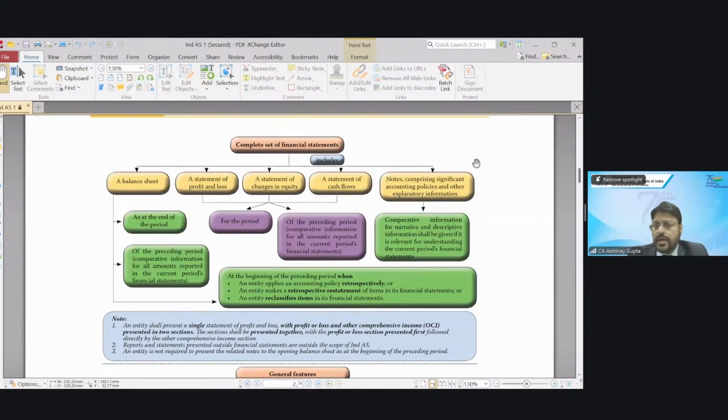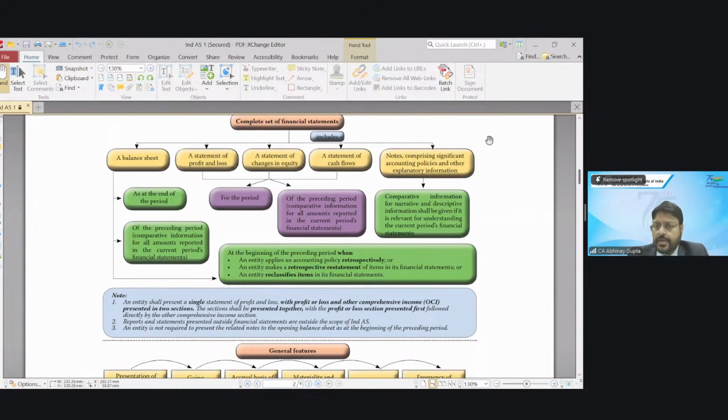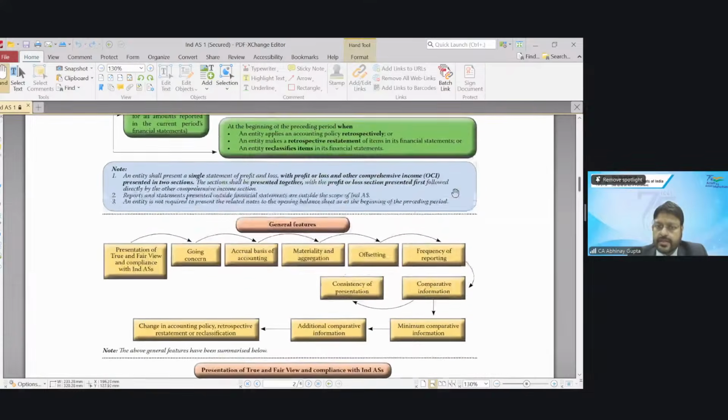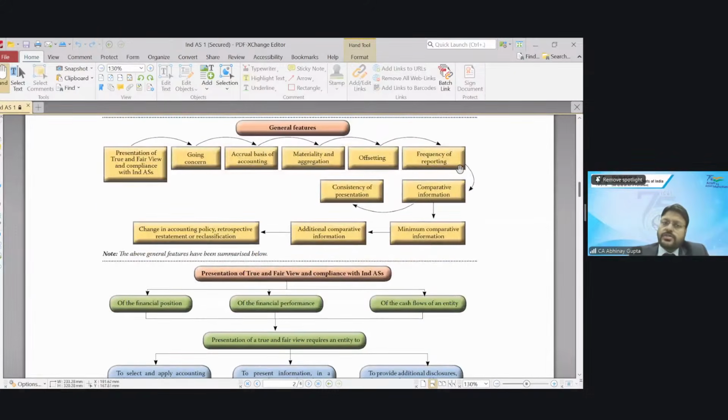So this is how Ind AS 1 mandates the preparation of a complete set of financial statements whenever the entity is preparing the financials under the Ind AS, right? Now, what are the general features? So general features, the presentation should depict the true and fair view and the compliance with all the Ind AS. Do we have a choice not to comply with any of the Ind AS or any of the requirements of a particular Ind AS? No. We have to be compliant with 100% requirements of all the Ind AS mandatorily, right? So that is the basic requirement from Ind AS 1.